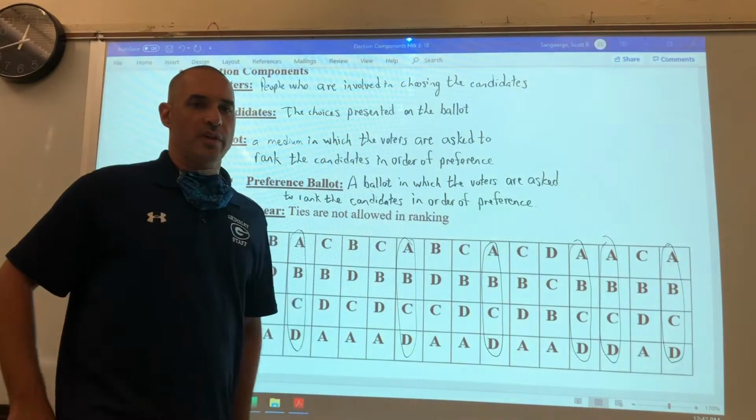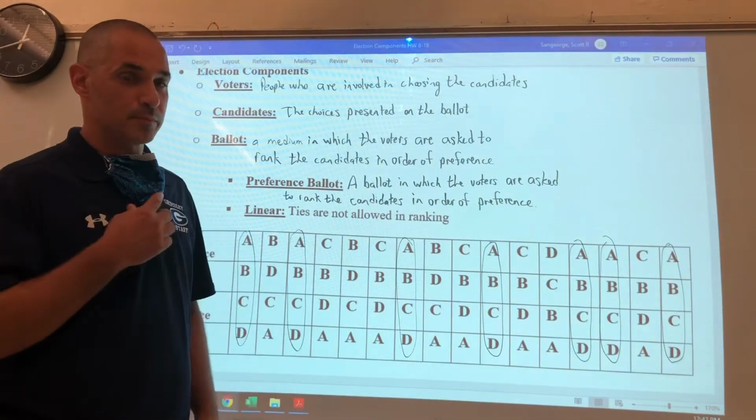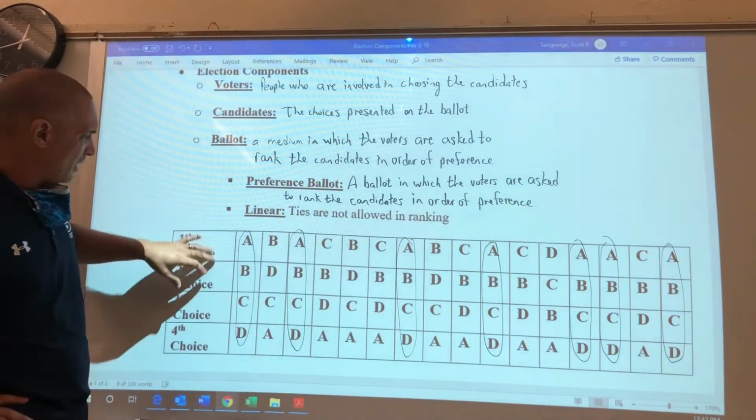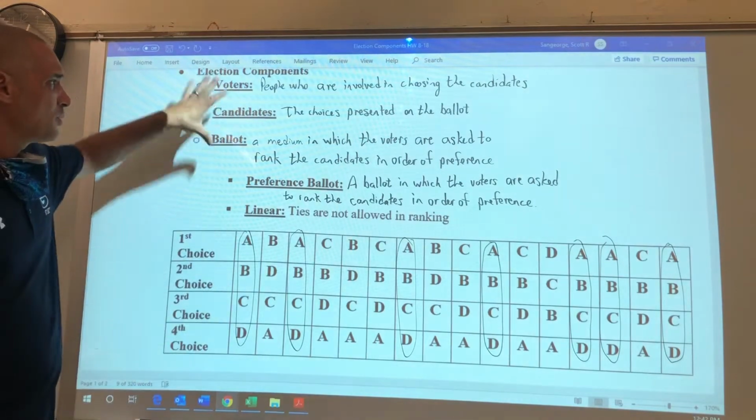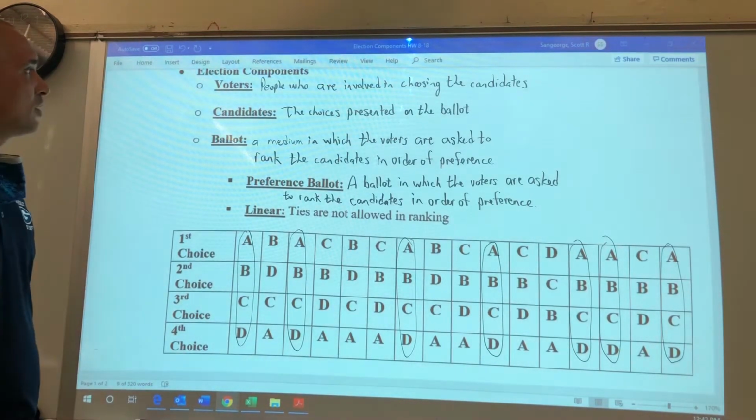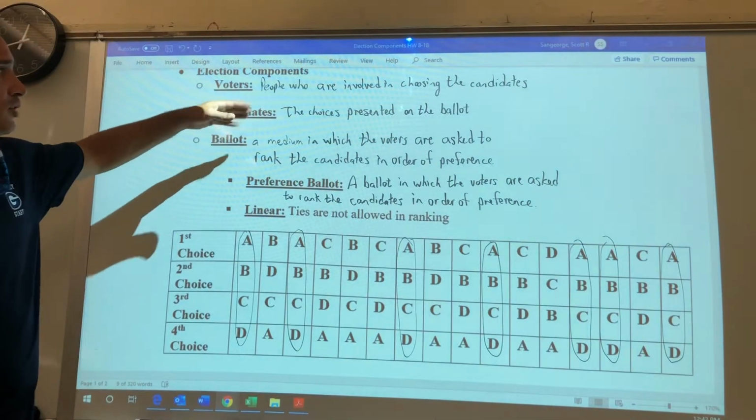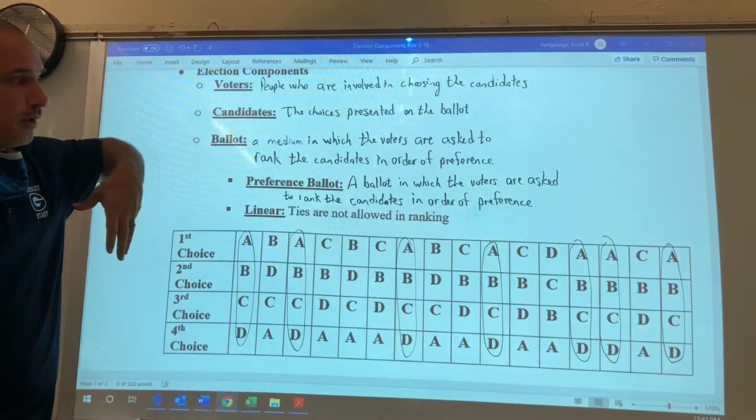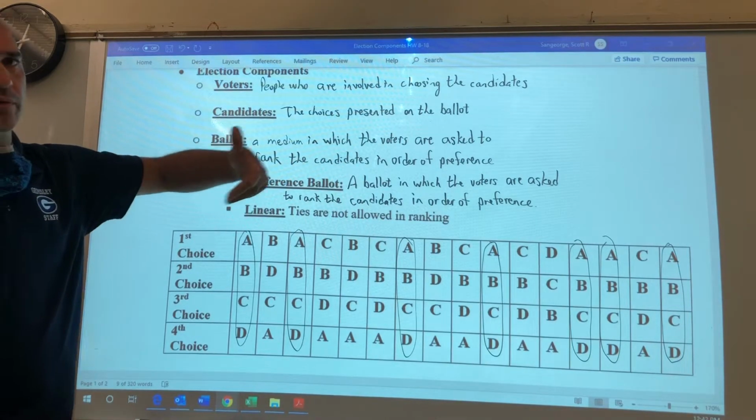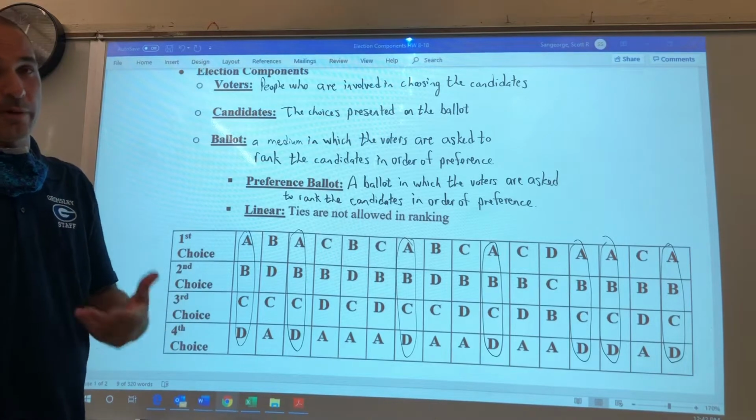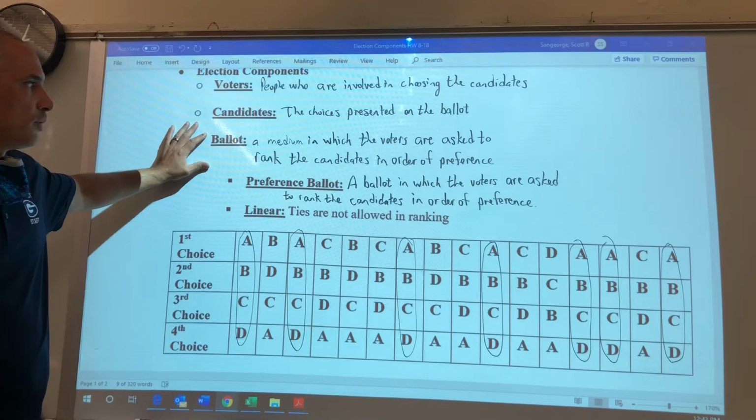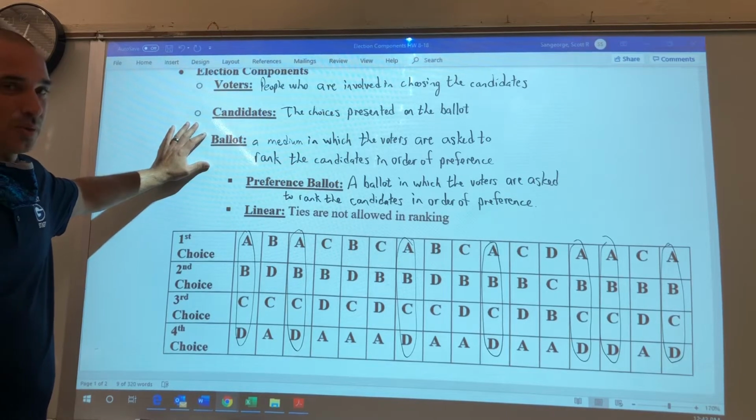All right, so earlier we talked about elections and these things called preference ballots. I just want to define a couple things. Voters are people who are involved in choosing the candidates in an election. The candidates are the choices that are presented on the ballots. We're used to people being the candidates, but we could be voting for something, like the best candy bar or the best restaurant. A ballot is a medium in which the voters are asked to rank the candidates in order of preference.